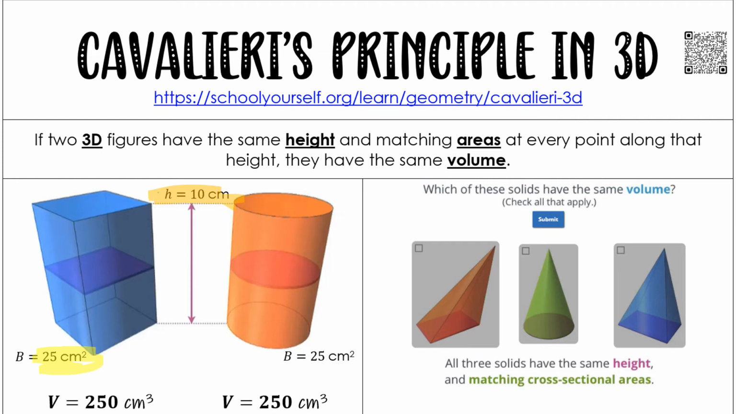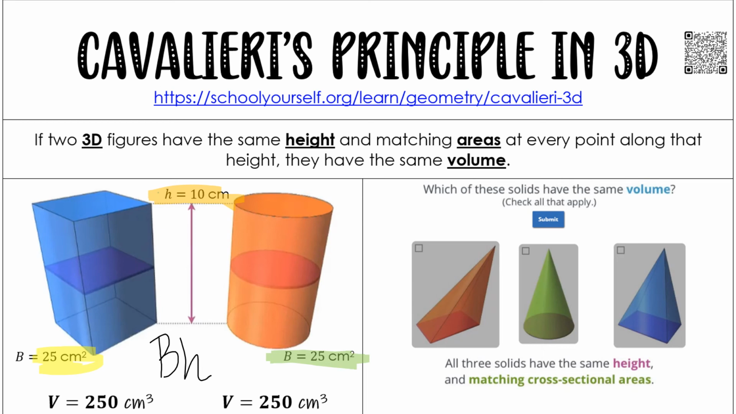Then you have that cylinder on the right-hand side of it, and you know that its base area is also 25 centimeters, and its height is 10 centimeters as well. So even though those are two completely different objects, because they have the same base area and the same height, and the formula for both of those shapes is base times height, when you do 25 times 10, you're going to get 250 cubic centimeters for both of those 3D figures.